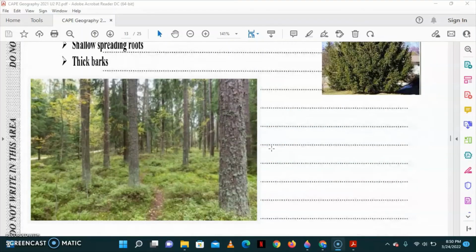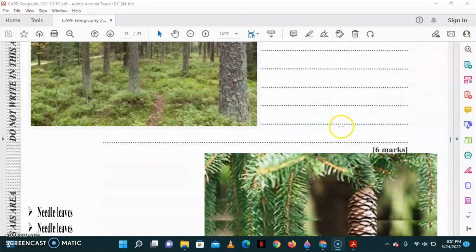Another way that the plants have adapted is that they have shallow spreading roots, and this allows the trees to begin their growth cycle as soon as the ice begins to melt, making water available. They also have thick barks, which help to reduce transpiration in conditions of low moisture availability, and protect trees from damage. For example, if there's a fire, it helps to protect them from the damage.